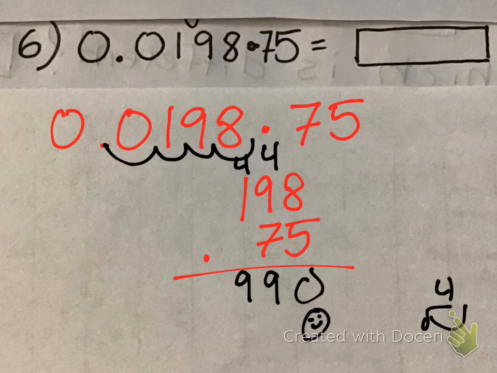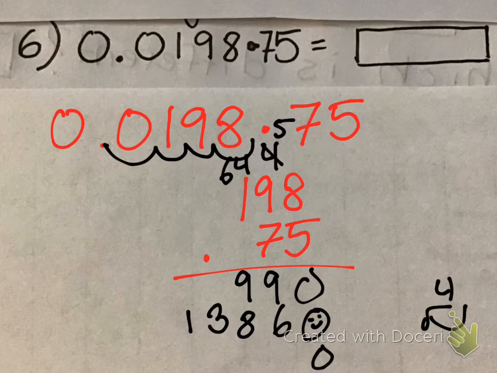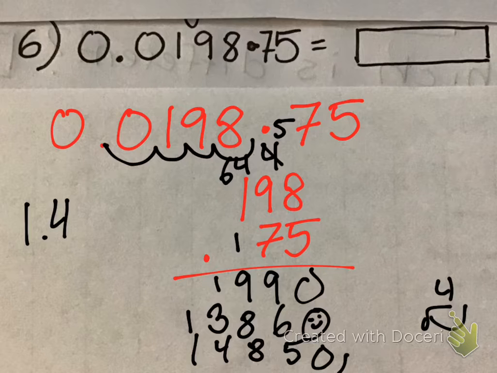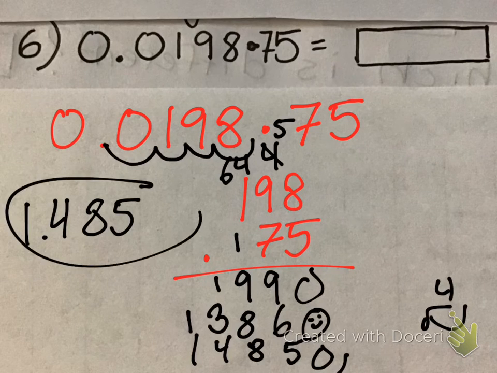Magic 0. 7 times 8 is 56. 7 times 9 is 63, plus 5 is 68. 7 times 1 is 7, plus 6 is 13. We add them together. And we bring it back 1, 2, 3, 4, and we get our answer to be 1.485. Excellent. Does that make sense to everybody so far?